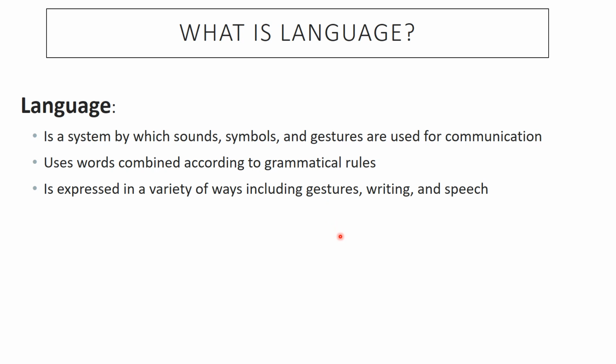So what is language? Language is a system by which sounds, symbols, and gestures are used for communication. It uses words combined according to grammatical rules, and it's expressed in a variety of ways that includes gestures, writing, and speech.